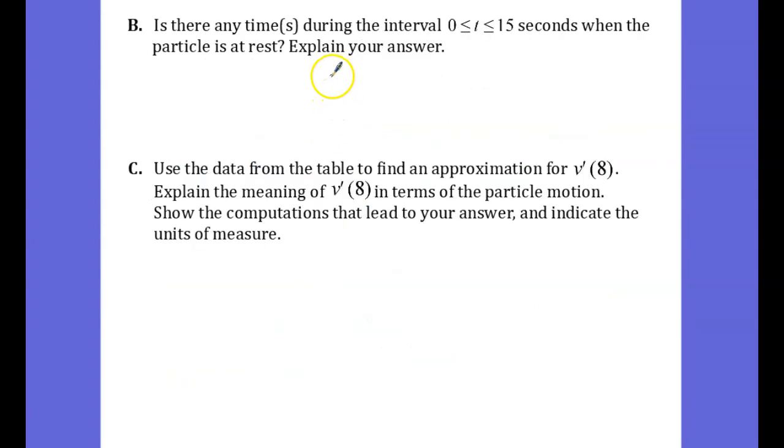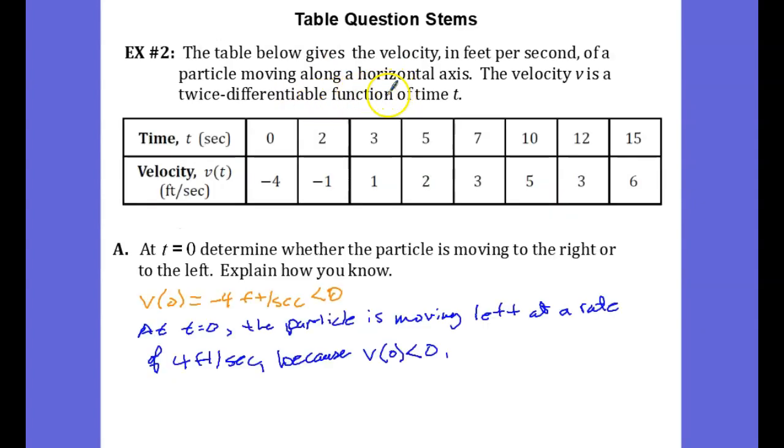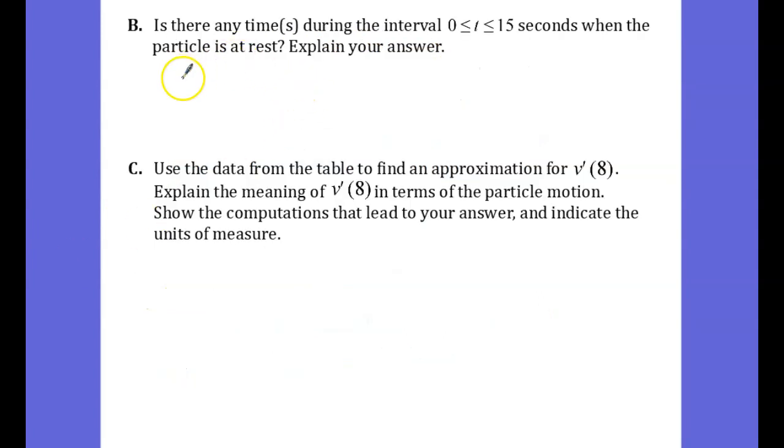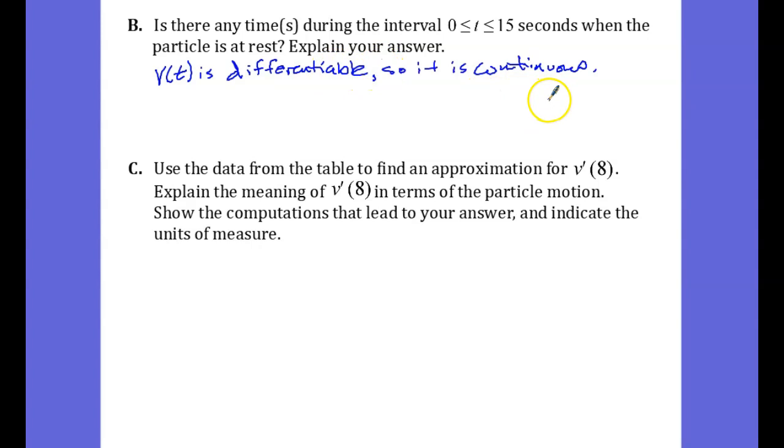But in order to use the intermediate value theorem to make this argument, I first have to know that it's a continuous function. Well, remember that in the directions they told me that the velocity v is a twice differentiable function of time t. And so what that means, if it's twice differentiable, is that it's differentiable. So v of t is differentiable. And if a function is differentiable, it has to be continuous. So we've met that requirement for the intermediate value theorem.